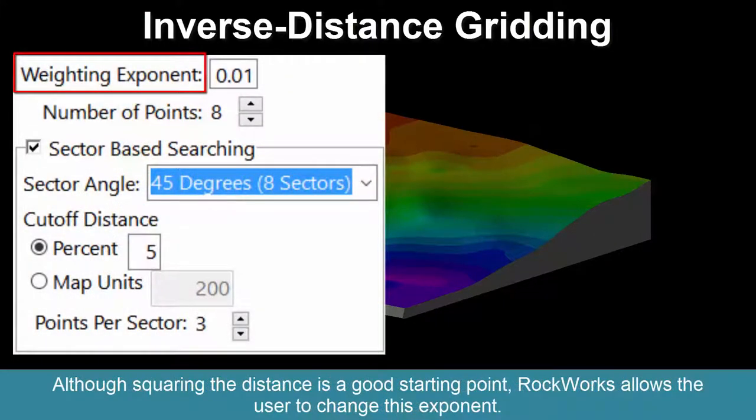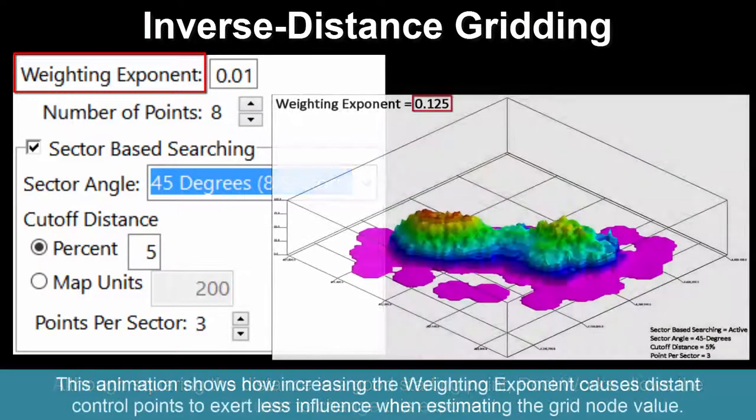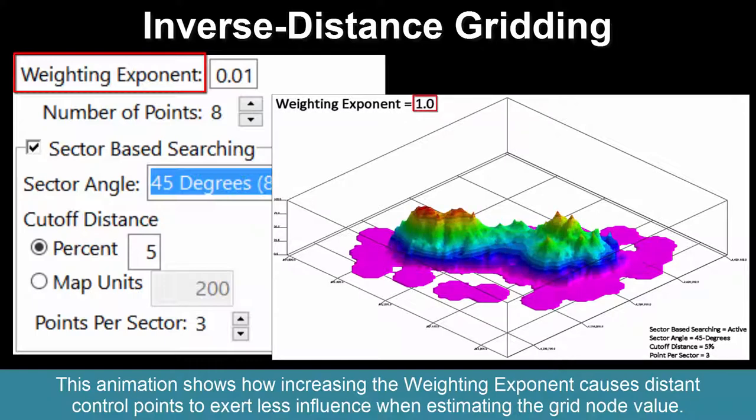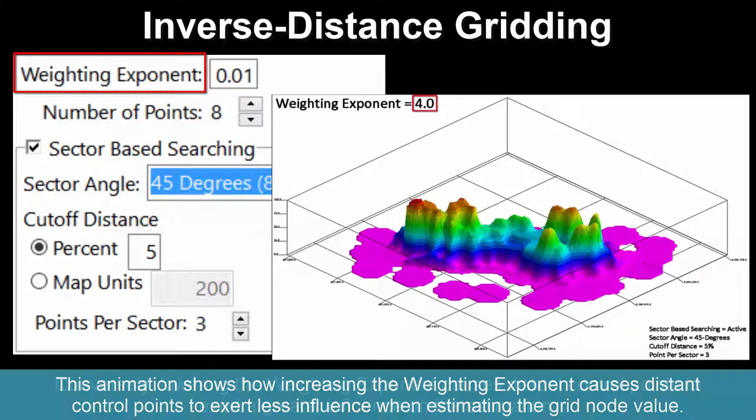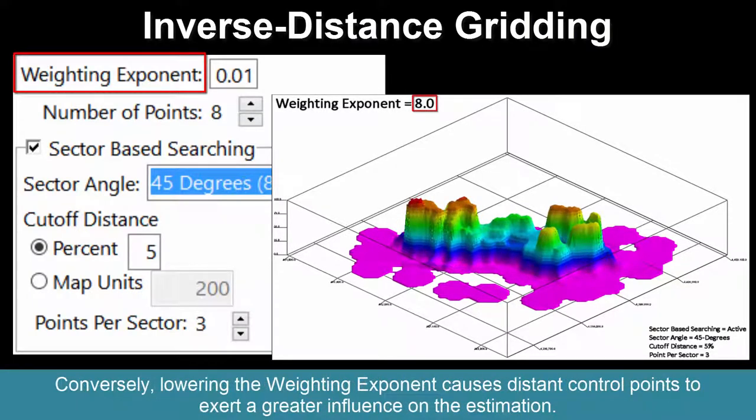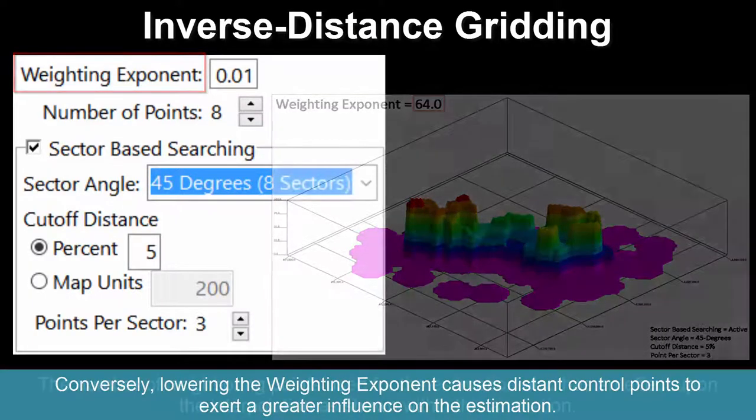Although squaring the distance is a good starting point, RockWorks allows the user to change this exponent. This animation shows how increasing the weighting exponent causes distant control points to exert less influence when estimating the grid node value. Conversely, lowering the weighting exponent causes distant control points to exert a greater influence on the estimation.